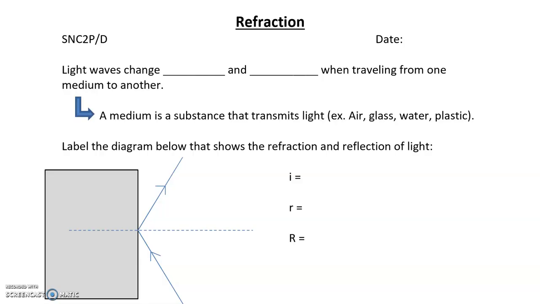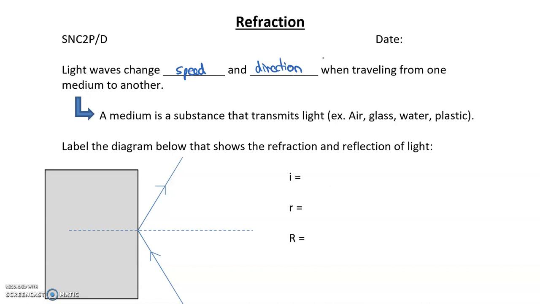So light waves, as we just saw from that last example, change speed and direction when traveling from one medium to another. Well, what is a medium? A medium is a substance that transmits light. It could be air, glass, water, plastic. Those are the most common ones, but it could be a whole bunch of other things as well. We could use different liquids, different rubbing alcohol, things like that we'll see as well.